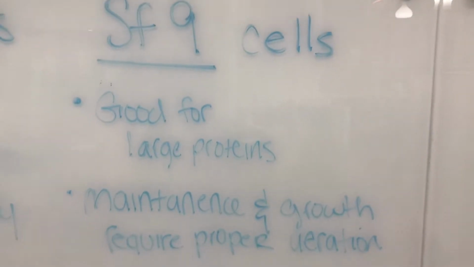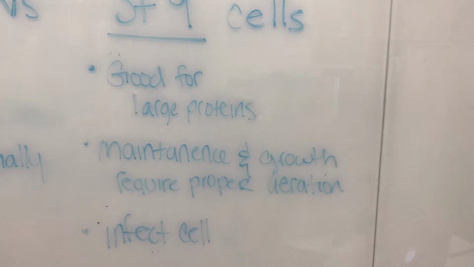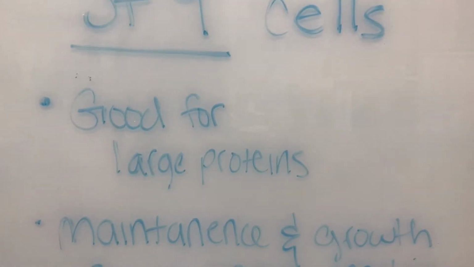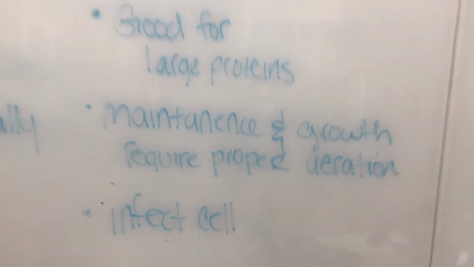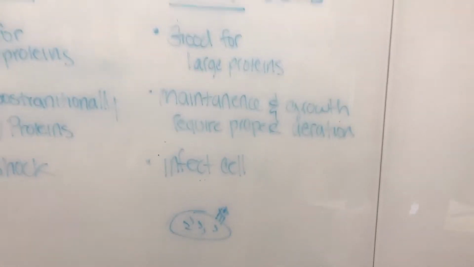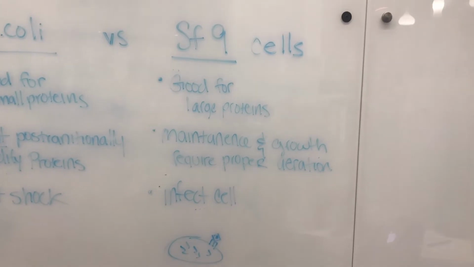Insect cells, meanwhile, can perform a variety of post-translational modifications, thus SF9 cells can support production of properly folded and active recombinant eukaryotic proteins. This would be the best host for mammalian protein expression.